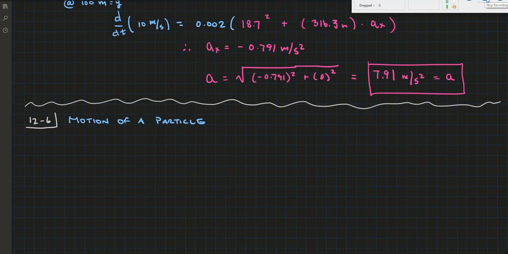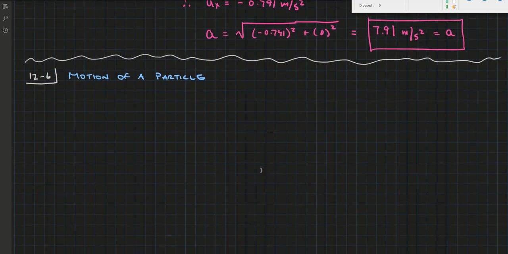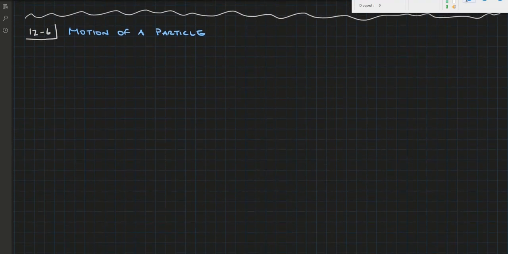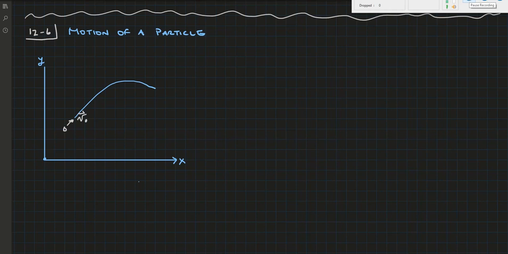Okay, let's talk about another way to use rectangular coordinates while dealing with curvilinear motion. Another common idea is applying this to motion of a particle. So say you have a particle with some initial velocity. Well, this initial velocity can be broken down into two components. You can have your initial y velocity and your initial x velocity.